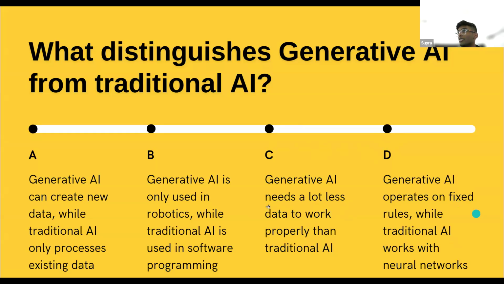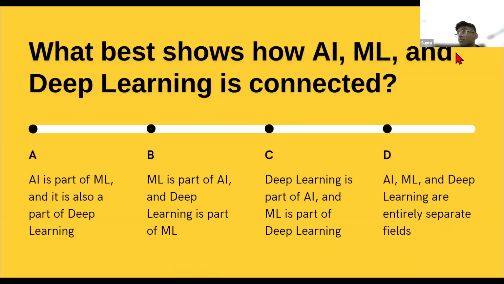Okay, can everyone type their answers in the chat? Private message me, by the way, for this question. What best shows how AI, ML, and deep learning are connected? Take your time, by the way. Also, the hierarchy stuff can be kind of confusing. You might mix two terms up. I don't blame you. I don't expect you to be 100% accurate with this.